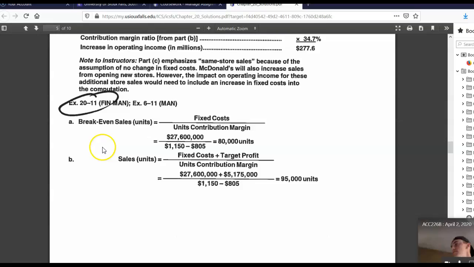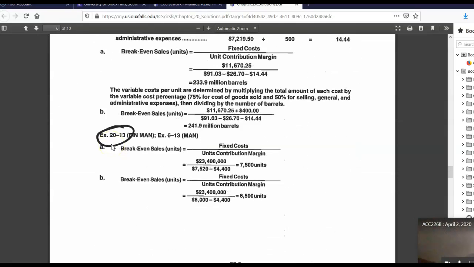Let's look at number 13. It's really kind of the same thing. Now it's asking for us to calculate break even in sales again, or units. Currently, the unit selling price is $75.20. The unit variable cost is $4,400, and the total fixed cost is $23.4 million. Okay, well, here we go. 23.4 million is the fixed. Here is our sales price. Here is our variable cost. That difference divided into 23.4 million is 7,500 units, and it breaks even.